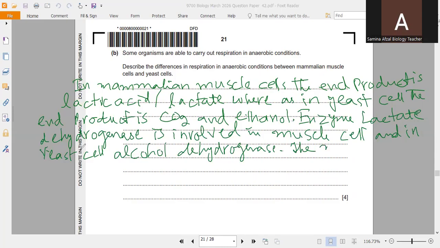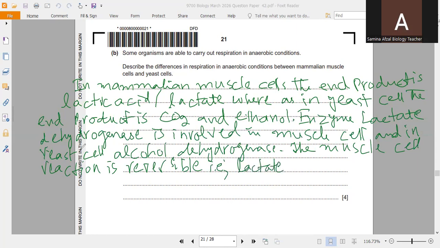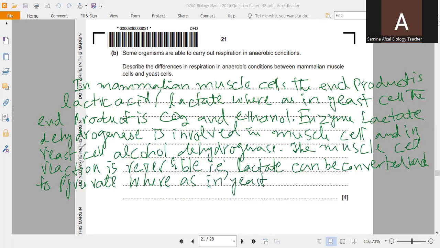The muscle cell reaction is reversible. Reversible, that is, lactate can be converted back to pyruvate, whereas in yeast cell, the reaction is irreversible.